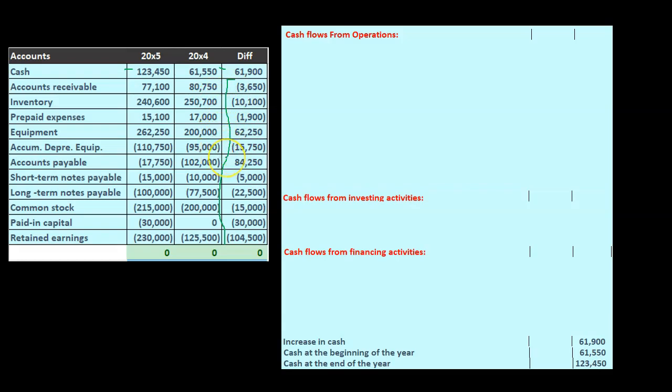Or we can try to do what most people typically do, which is to really start with the cash flows from operating and then go down from there. So that's what we will start with here. We're going to say the net income is typically going to be this change in retained earnings.